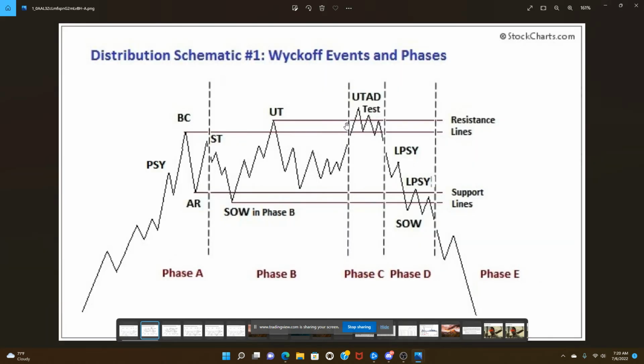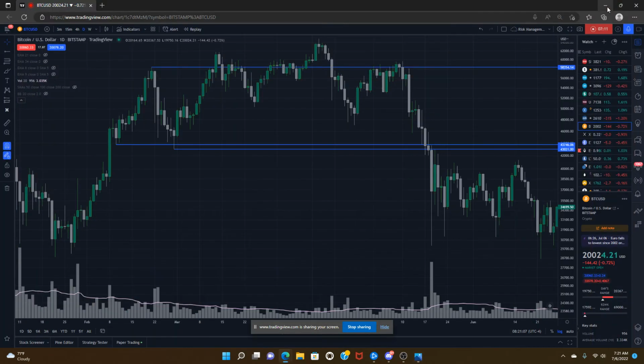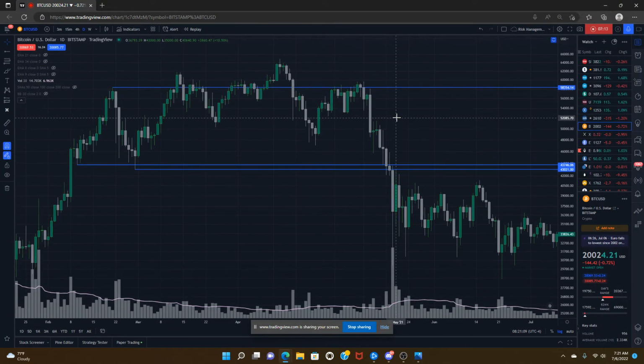Once the distribution schematic is complete and starts to play out, you do get a pretty dramatic price action movement. And that kind of lines up with what we were talking about earlier. If you are able to trade these correctly, they offer very, very good risk reward.